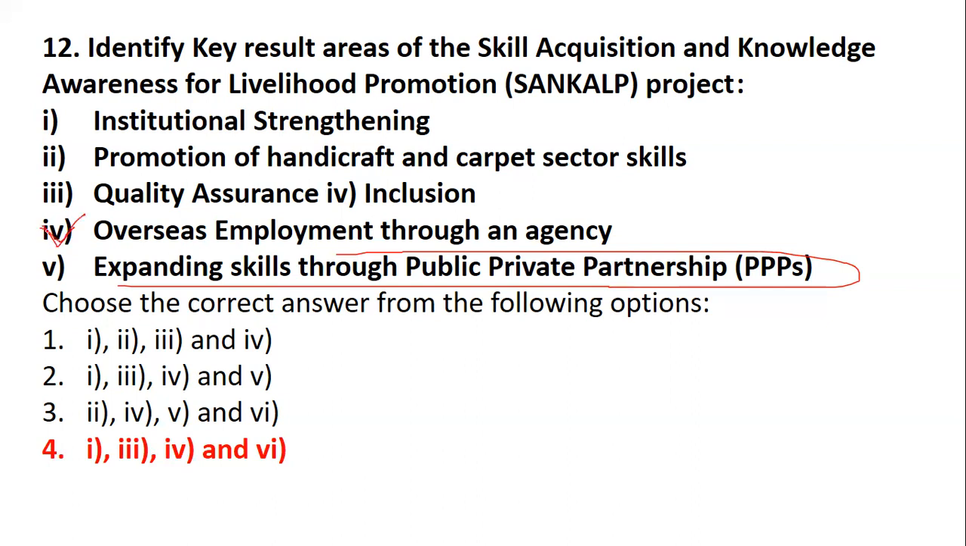That is 6 over here, sorry, because otherwise the sequence is wrong. So this is 4, 5, 6. So the 6th option, these are the options which talk about the key result areas of Sankalp.